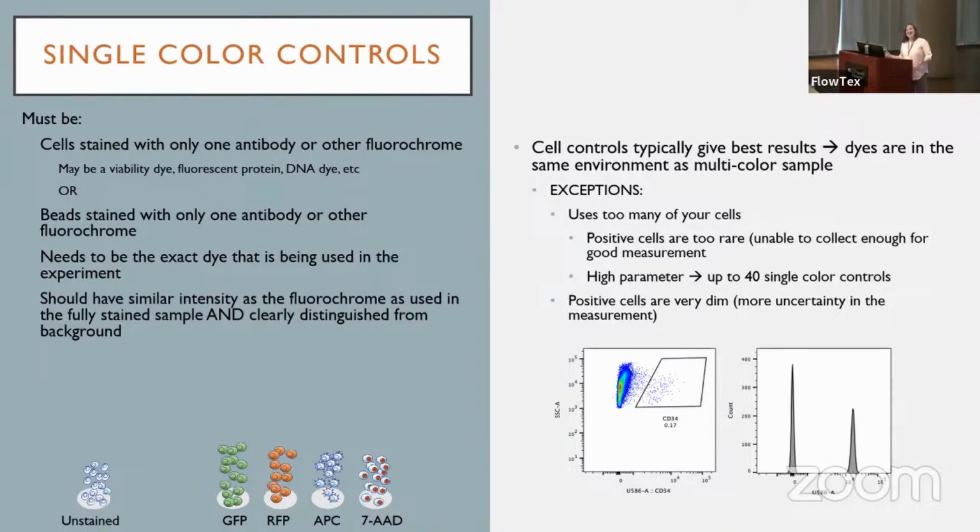Yes, the exception. So cells are usually the best control for doing these calculations, except for the point that Virginia just brought up. And that is when your cells are really dim or when your cells are really rare, right? Anybody working on stem cells here? Great. What's the frequency in the bone marrow?